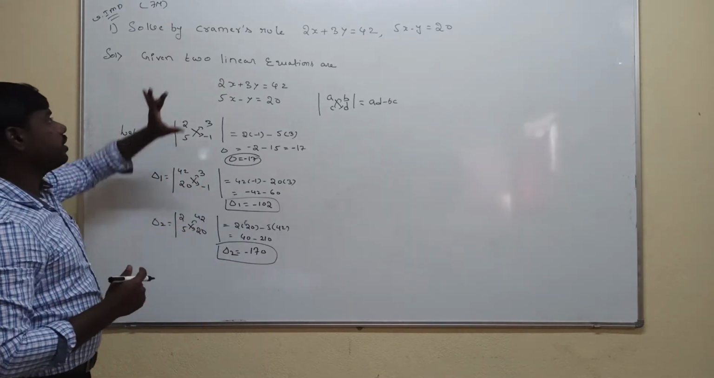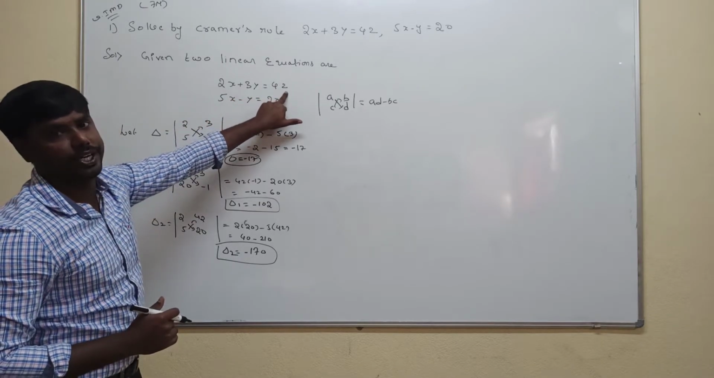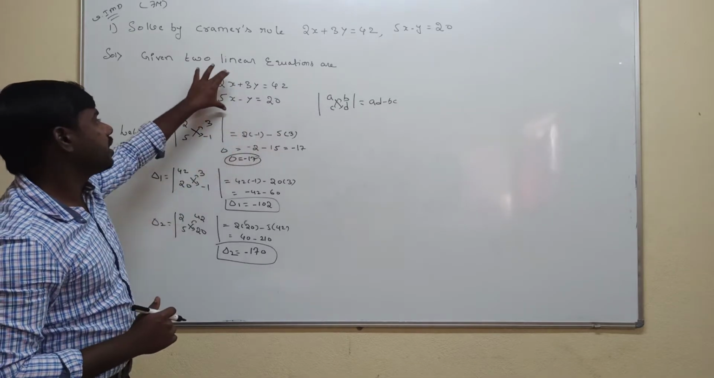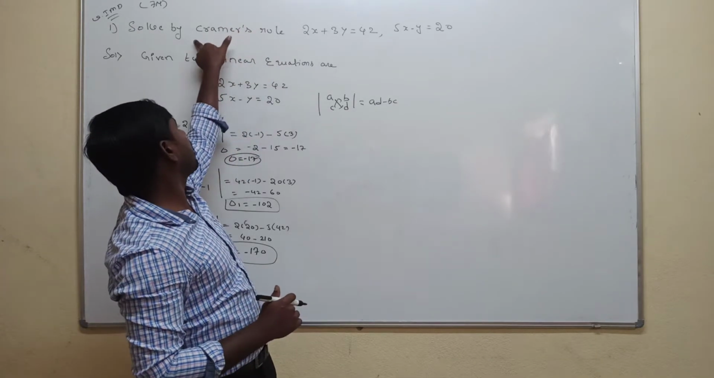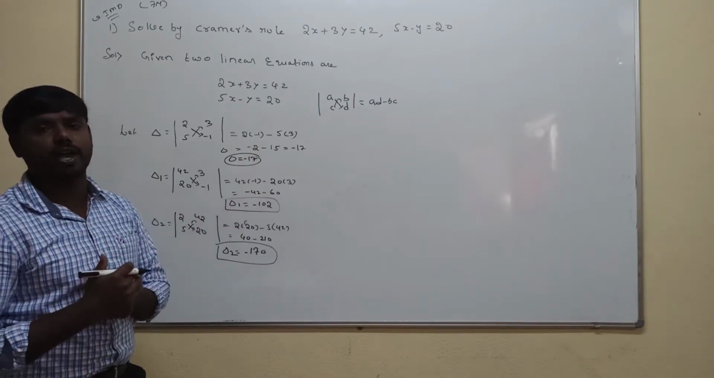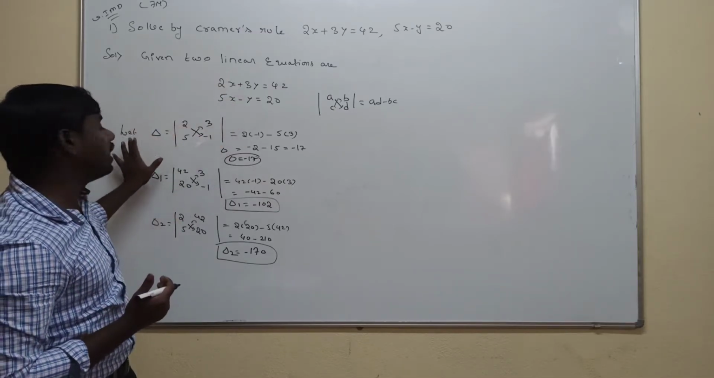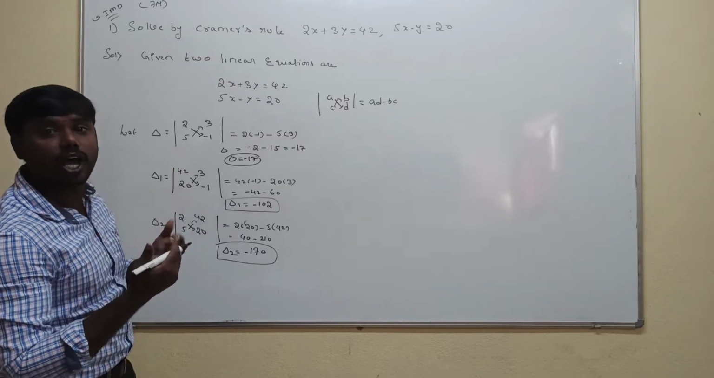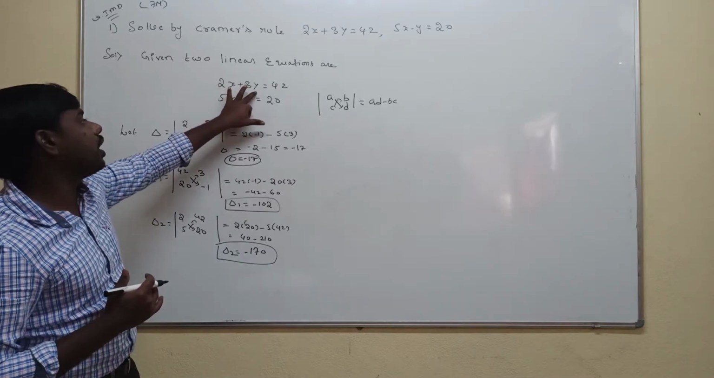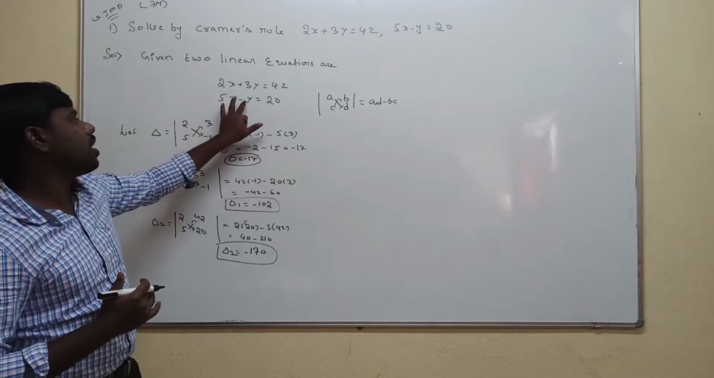Listen to the question. The given two linear equations are 2x plus 3y is equal to 42, and the second equation is 5x minus y is equal to 20. Using Cramer's rule, find the x and y values. What is the procedure? Delta: what values do we take? We take the xy coefficient values in the given equation, which are 2, 3, 5, minus 1.